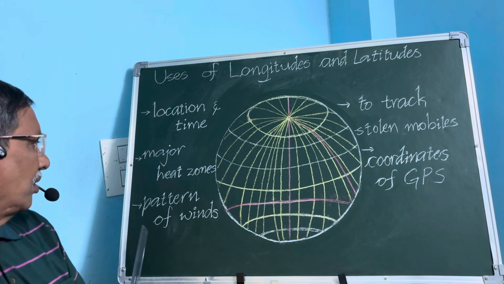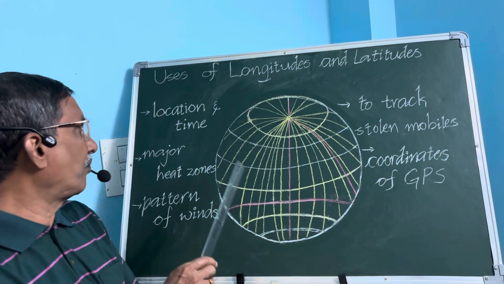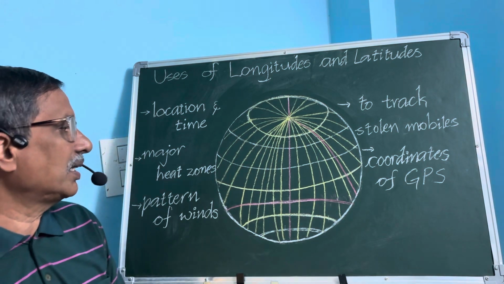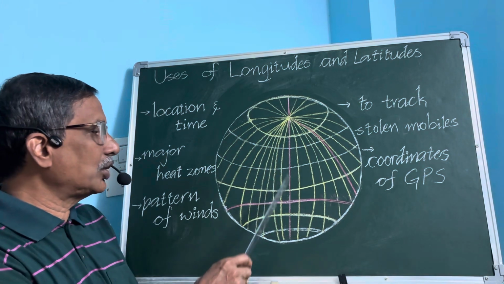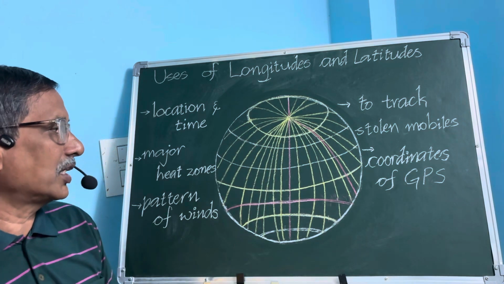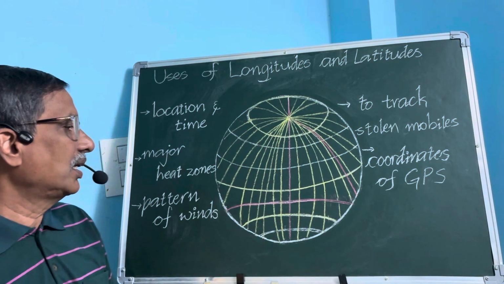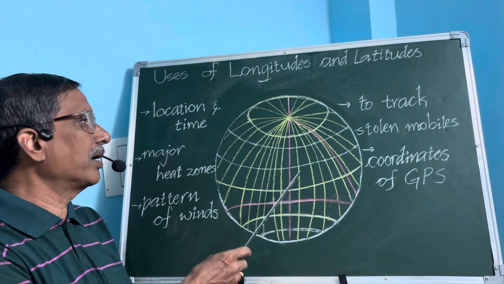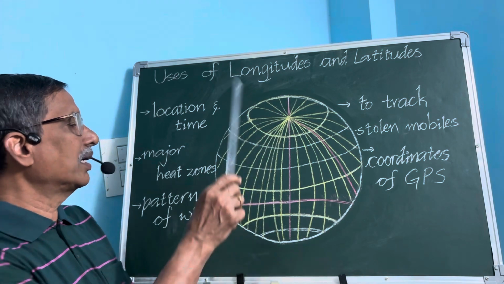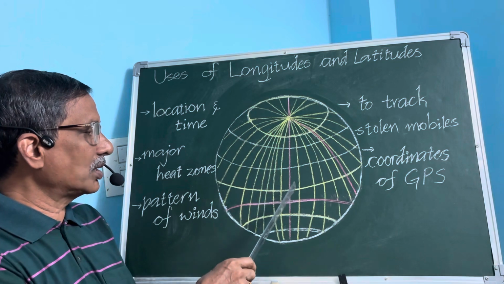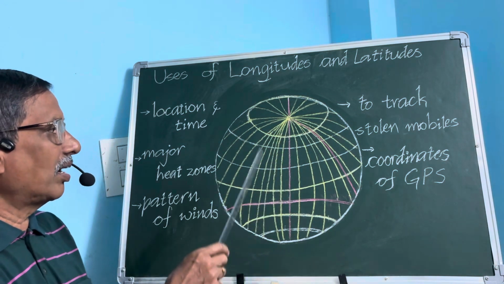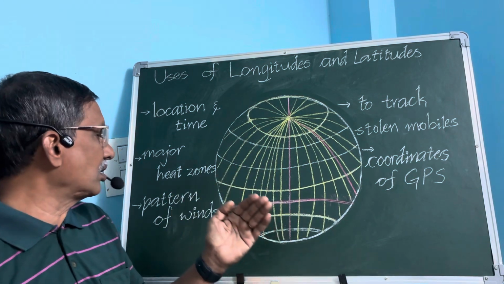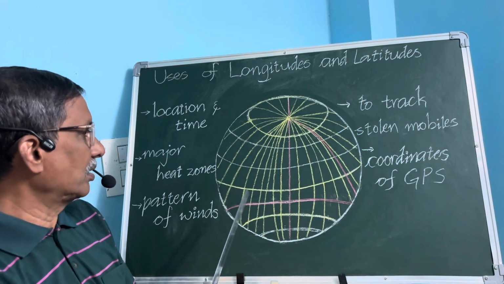And we also know from the latitudes the pattern of winds. As we already discussed, the heat zones, that is tropical zones, are the hottest places, and the air here is heated by the heat of the sun, and it rises up and moves towards the poles, and the cool air from the poles travels towards the equator, that is the tropical zones, and it forms a circle. So the patterns of wind circles are also known from the latitudes.